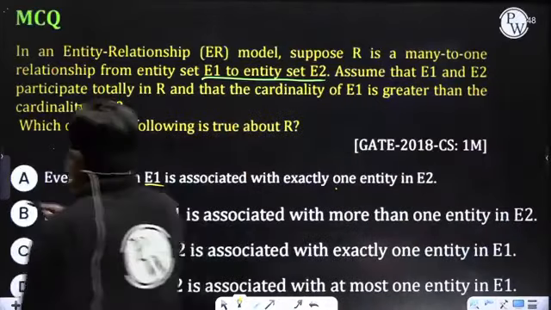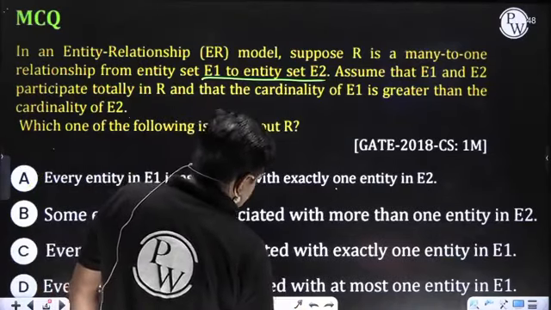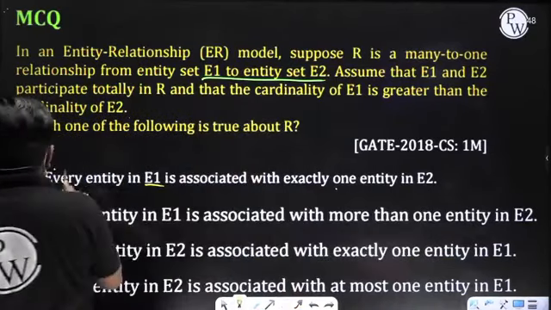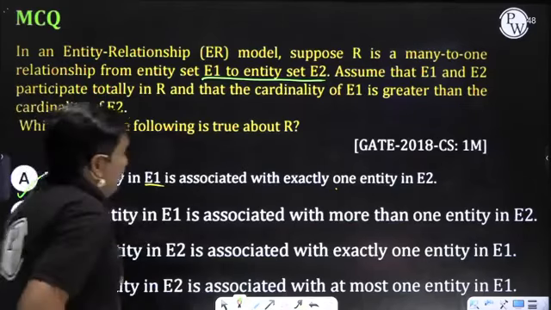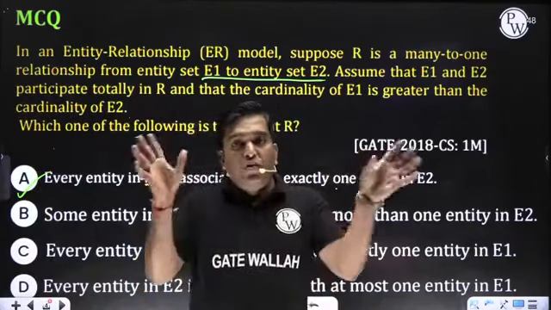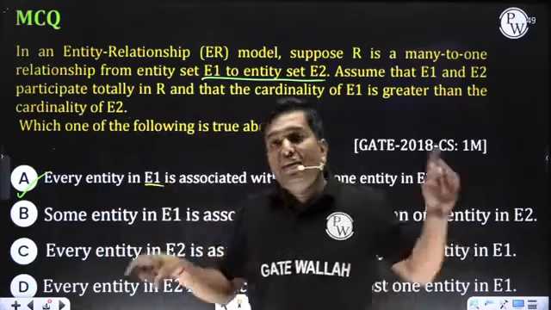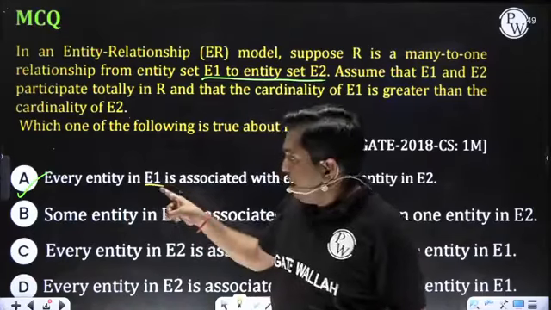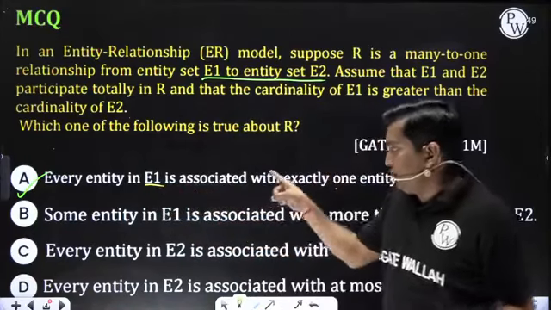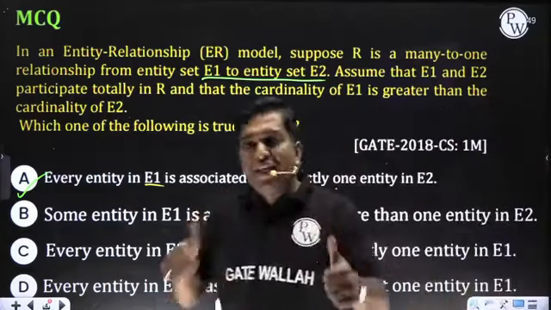So what we can say is, A is the correct answer for this question, because according to the given data, from E1 to E2 there is many to one and total participation on both sides, and the cardinality of E1 is greater than the cardinality of E2. So every entity in E1 is associated with exactly one entity in E2. So A is the correct answer.